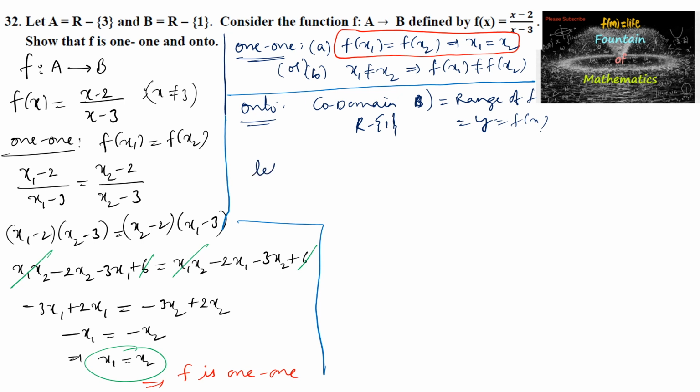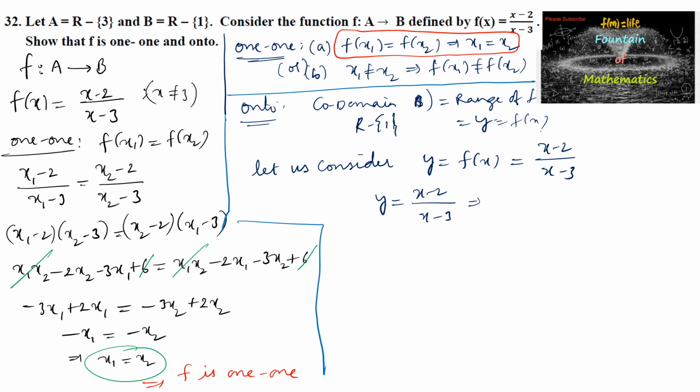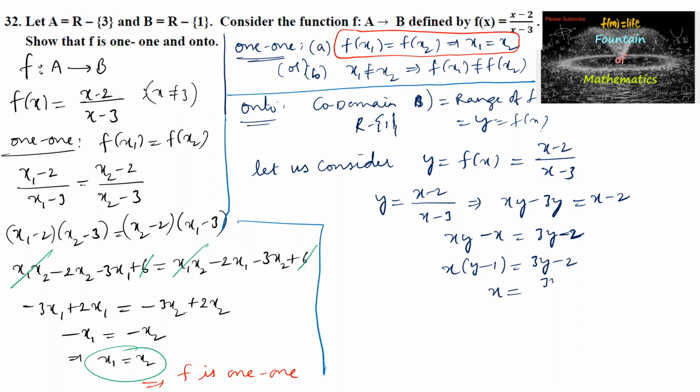So now let us consider y is equal to f of x, which is equal to x minus 2 upon x minus 3. So on cross multiplication, we can write xy minus 3y is equal to x minus 2, or we can write xy minus x is equal to 3y minus 2, or x taken common, y minus 1 is equal to 3y minus 2, or x is equal to 3y minus 2 upon y minus 1.